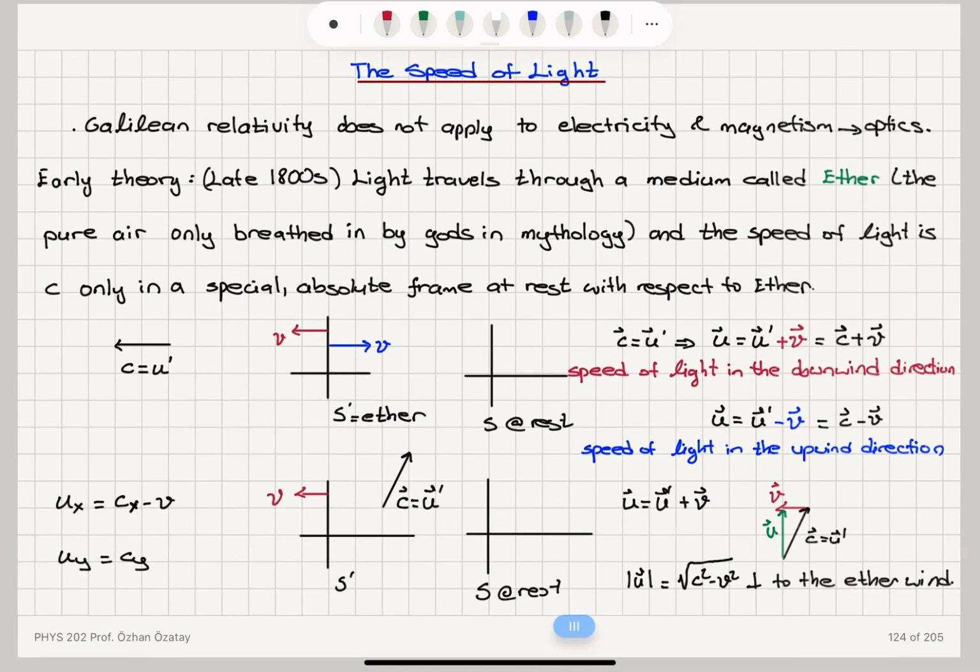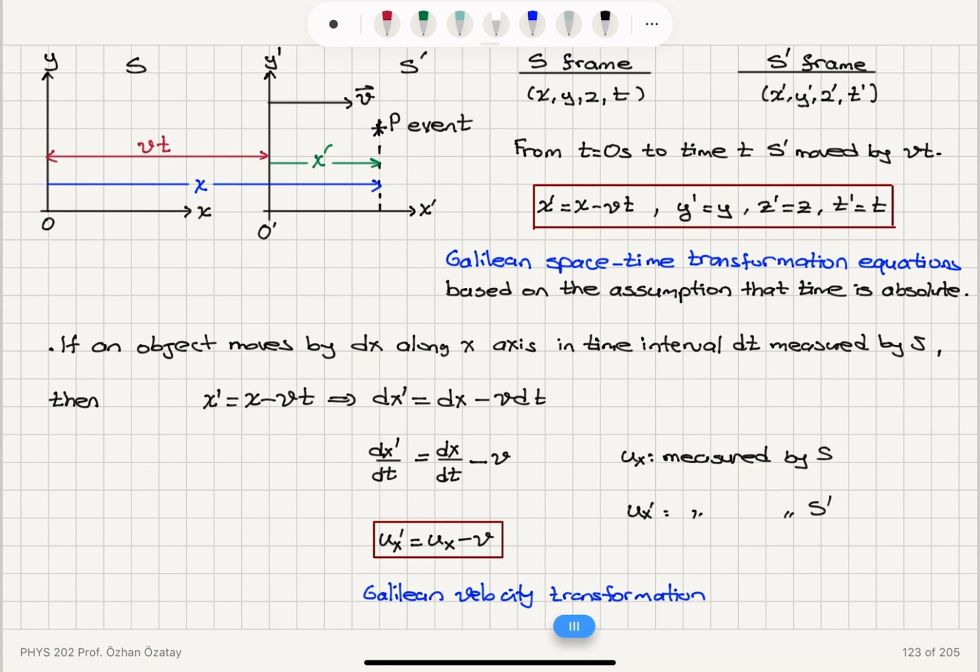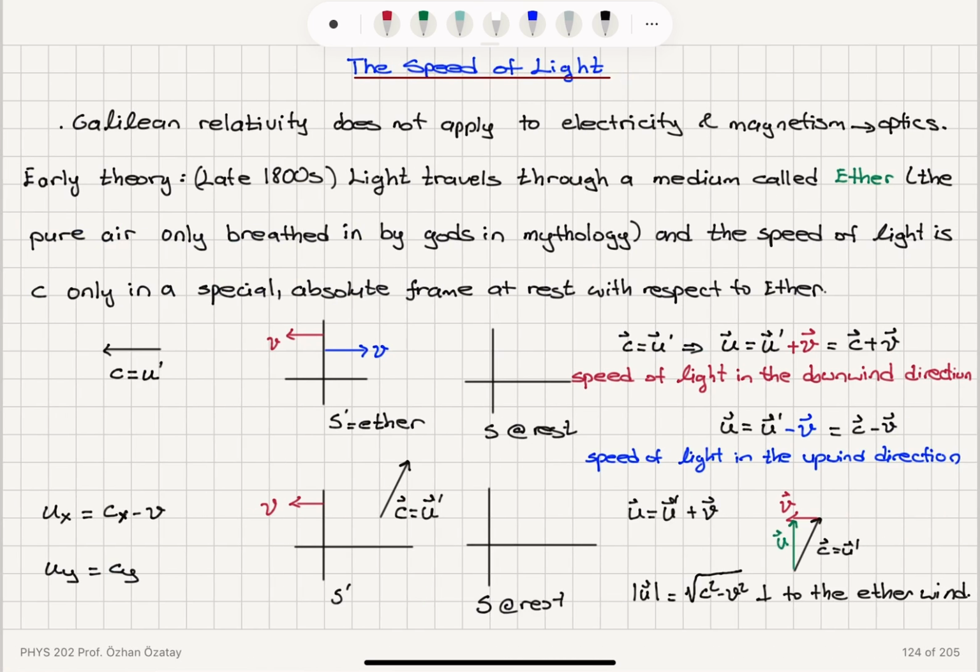So if you remember Galilean transformation, if the S prime reference frame is moving with velocity v to the right, then the velocity of an object measured in the S prime reference frame is the one measured in S reference frame minus v. So therefore the velocity measured in the S reference frame is ux prime plus v. So we measure a primed velocity in this reference frame. We have to add the velocity of S prime with respect to S in order to find the velocity with respect to S reference frame.